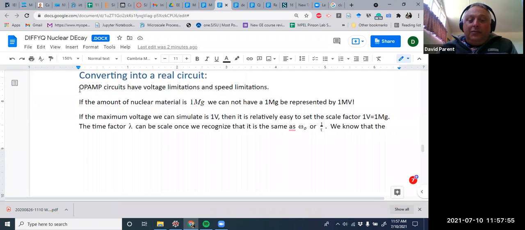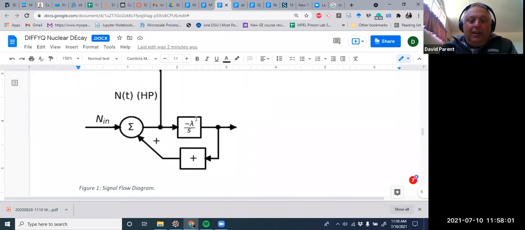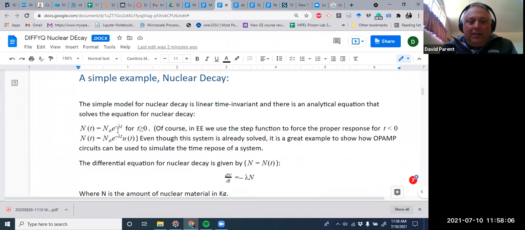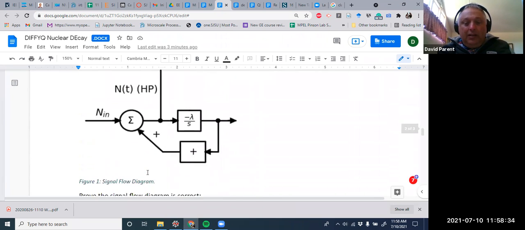So now we have to convert this into a real circuit. If I have a megagram, how do I convert this into signal voltages? If my initial condition is a megagram and I say each gram will be equal to a volt, then I need a system that could have megavolts. That's not going to work. Commonly you can go up to plus or minus 15, but modern power supplies are scaled down even more.